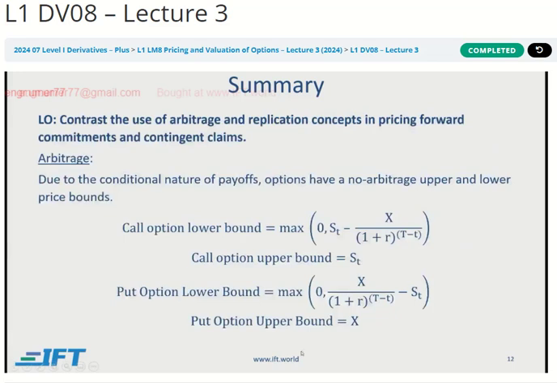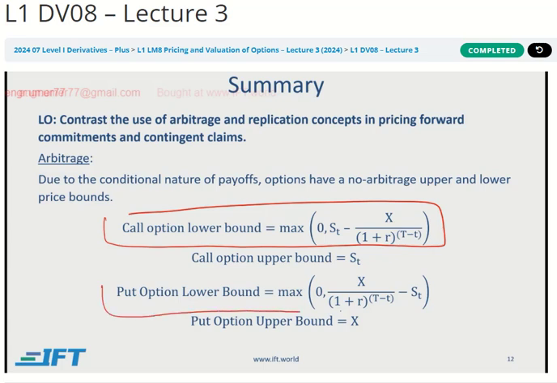Now, the last point here is the use of arbitrage and replication before we come to the summary for the factors affecting the option value. So this is the second last learning outcome. There is a lower bound, which is the exercise value, for both put option and call option, and the upper bound is the stock price in case of the call option and the exercise price in case of the put option.